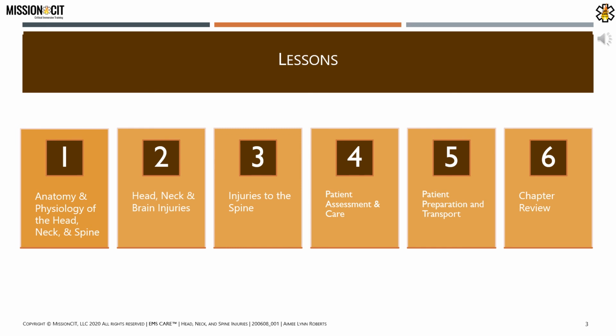After the lesson on patient transport, there will be a topic review before the quiz at the end. You will need to answer 75% of the questions accurately to get credit for this topic.